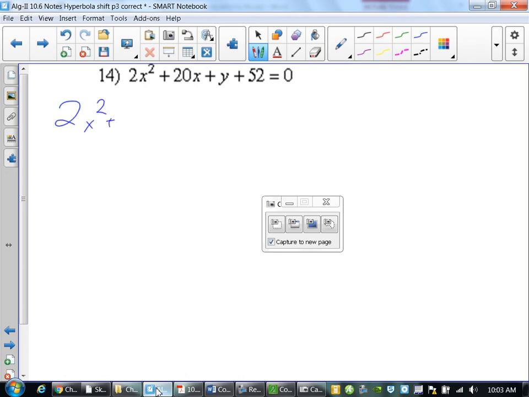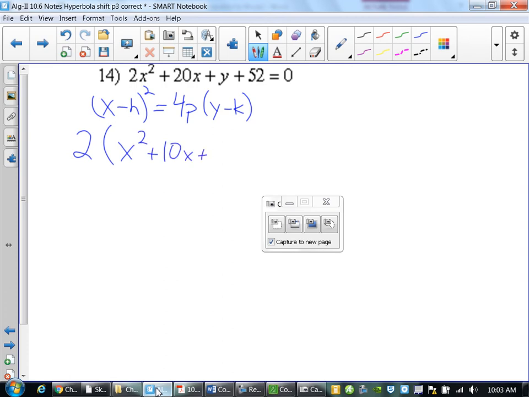So we have 2x squared plus 20x. Oh wait, there's no y squared value, so I know it's going to be a parabola. I have an x squared parabola, which means I want to make sure that I get the x minus h quantity squared equals 4p times y minus k. So I'm going to move the y and the 52 to the right side. And I'm going to go ahead and factor out the 2 right away because I'm going to have to for completing the square.